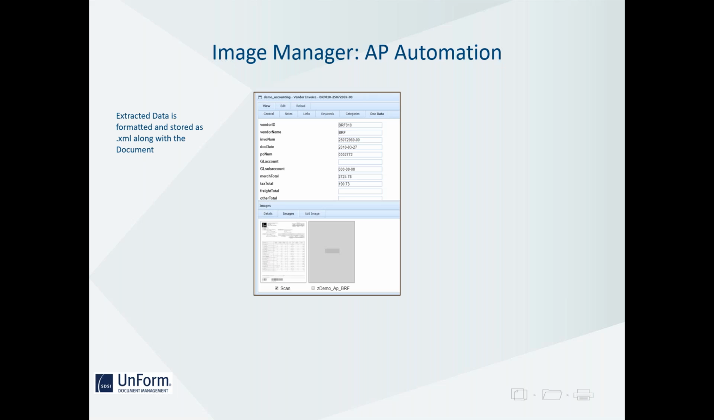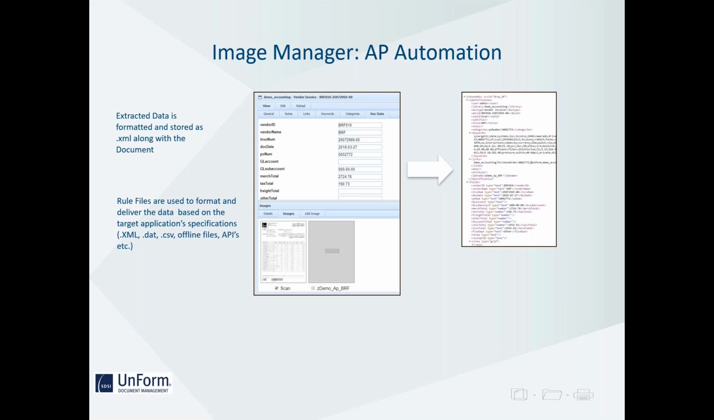Image Manager for AP automation. Again, as documents come in, we detect who sent them. Based on that, we know what to do to that document to get the data off of it that we need. We extract the document, we store it as XML data, and then we use rule files, which essentially are the same rule files that you use to create forms and reports with, to format that data based on whatever the target application requirement is.